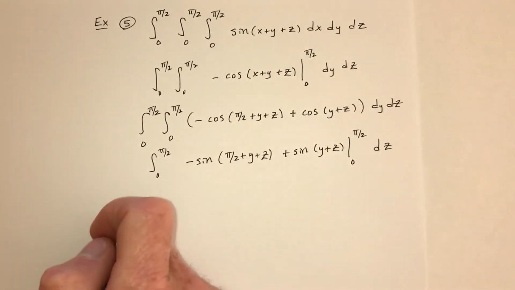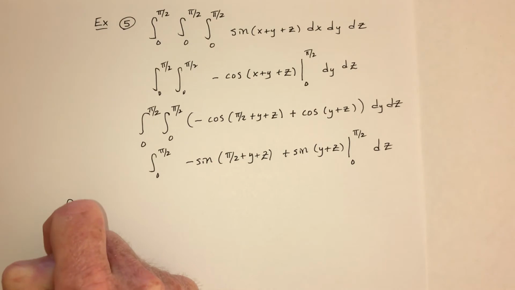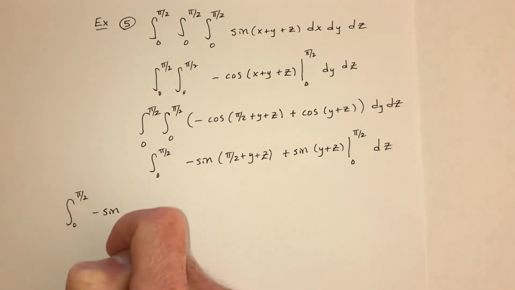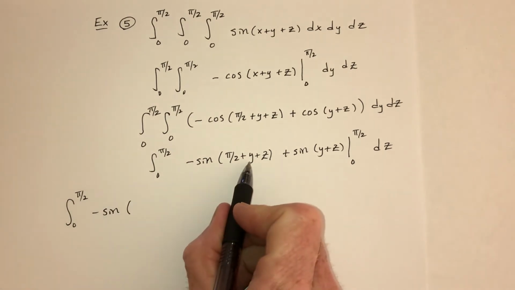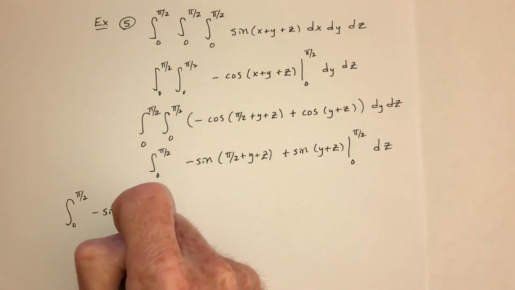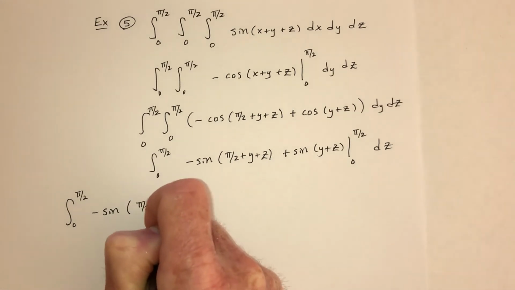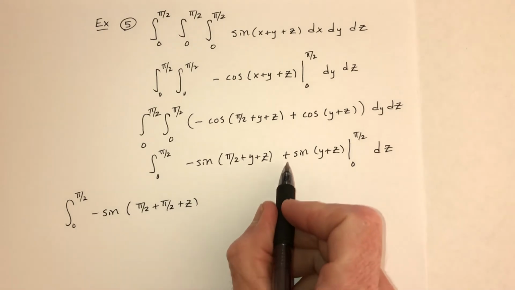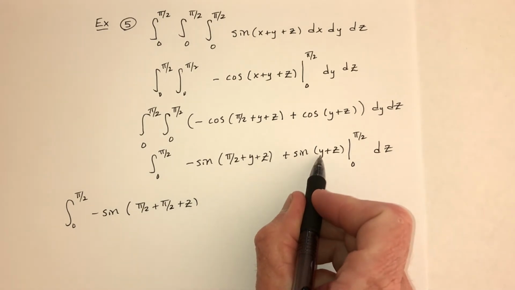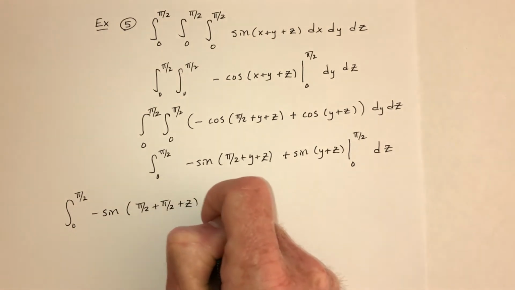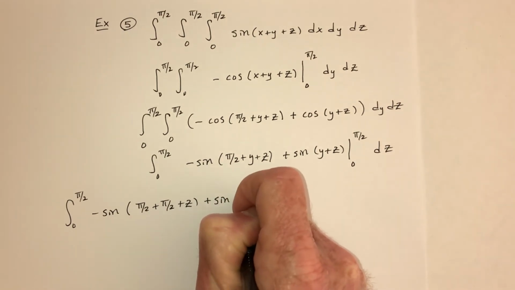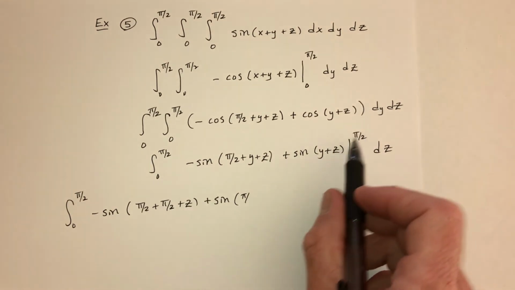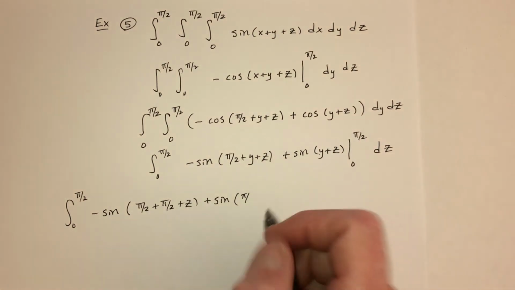And I'm actually going to need some more space. So we'd have negative sine, and then the y is going to become pi over 2. So it's going to be pi over 2 that was already there, plus another pi over 2, plus z. And then this one, substitute a pi over 2 right here. Because I combined those two, pi over 2 for y.